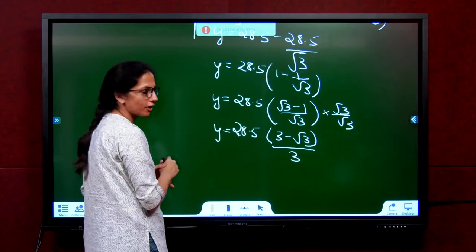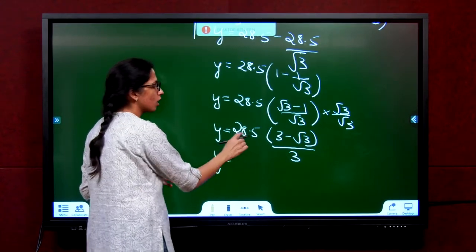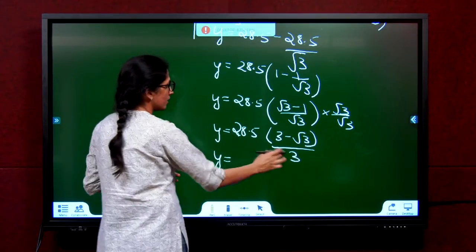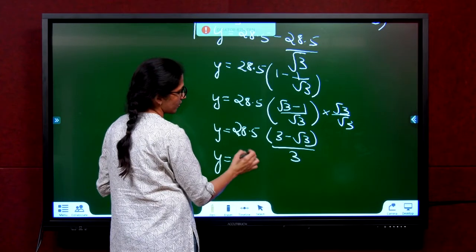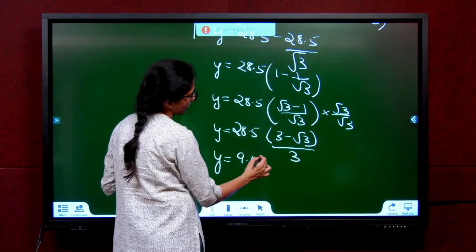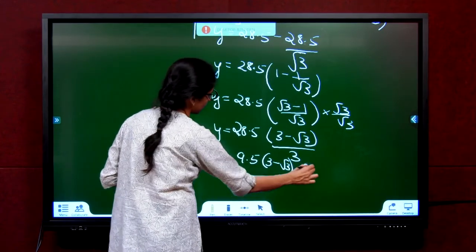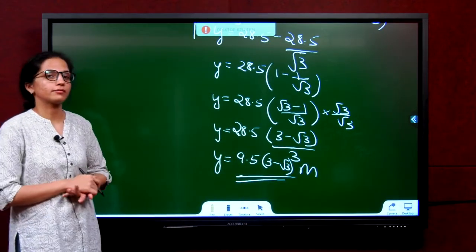Will 3 and 28.5 go? Yes, it will go. How? 2 plus 8, 10. 10 plus 5, 15. 15 is divisible by 3. 3 9s are 27. So 9.5 into 3 minus root 3 meters. That much is the distance walked.